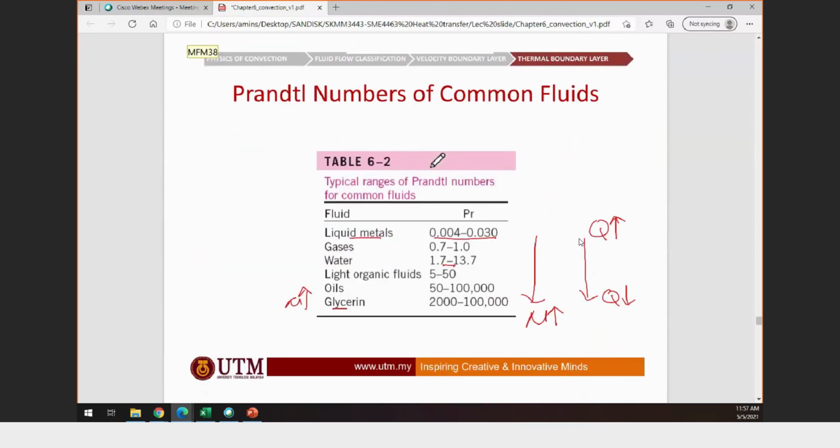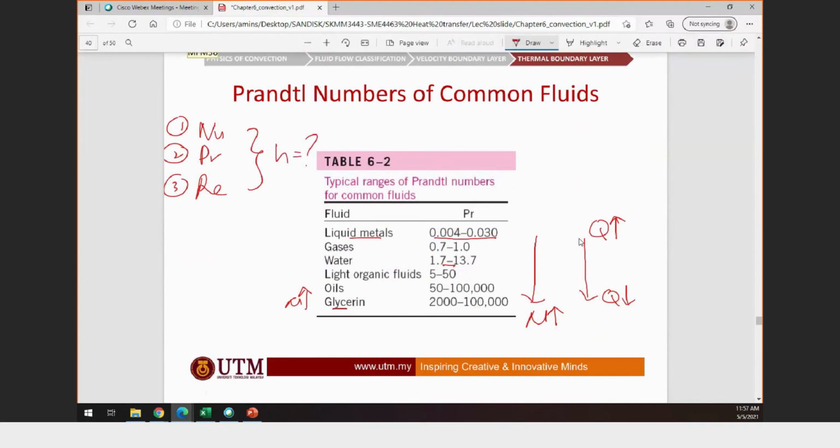Just to remind you that under convection we will use quite a number of dimensionless numbers. For example, we use the Nusselt number, the Prandtl number, and the Reynolds number, before we calculate the h value. So we need to know the Nusselt number, the Prandtl number, as well as the Reynolds number before you calculate the convection heat transfer coefficient.